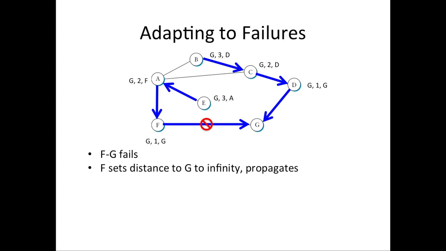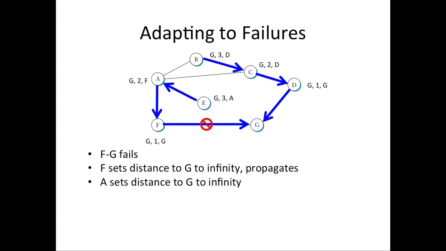So when A receives this message, what will A do? They'll broadcast that same thing, wouldn't it? Yeah, it says, okay, well, my route to G goes through F, but F said it's infinity. It says, okay, I'm in trouble.